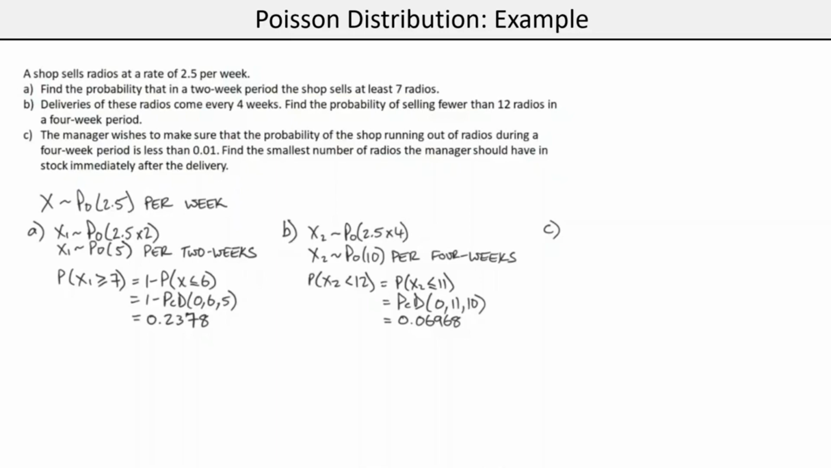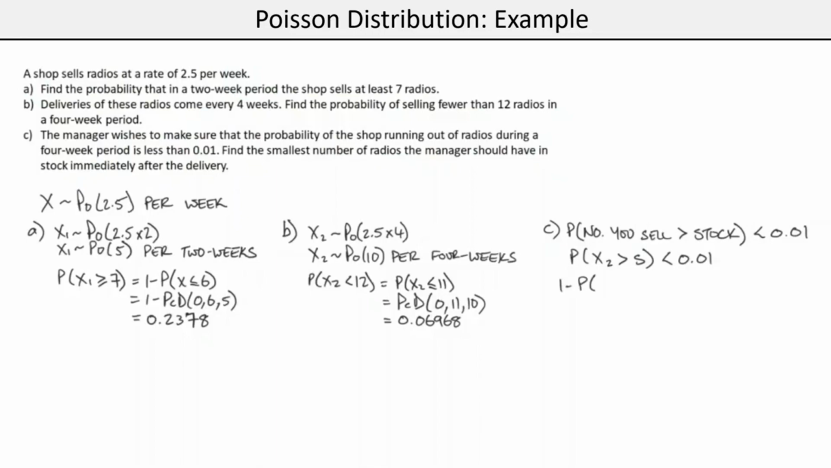So if they have 10 radios, 11 customers have come in, and that 11th customer, we had to say to them, we have no more radios. So the number of customers wanting to buy a radio is greater than the number of radios in stock. And we want that to be less than 1%. We can be a bit more formal with the maths here. We can say the probability that X2 is greater than s should be less than 0.01.